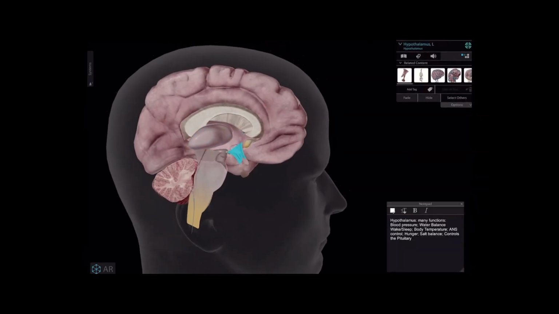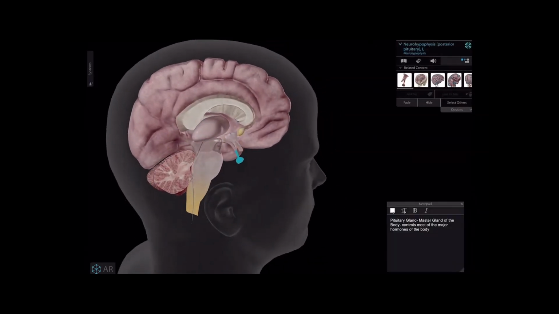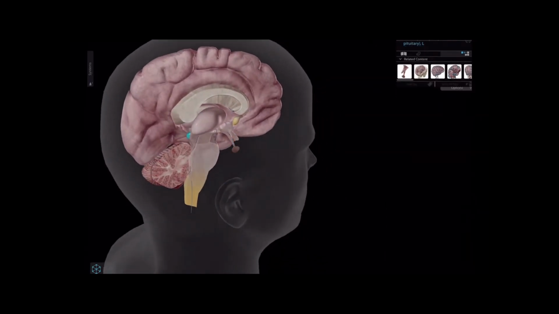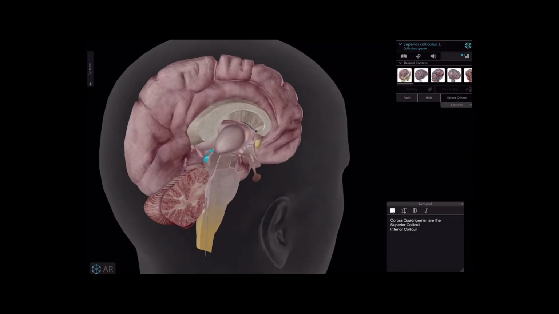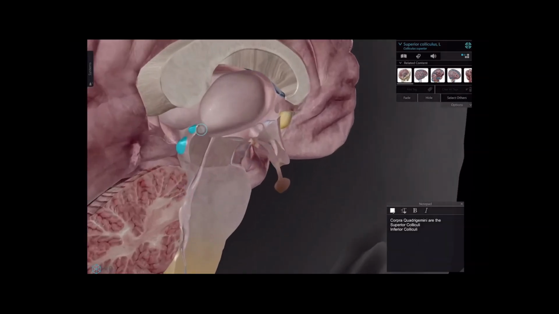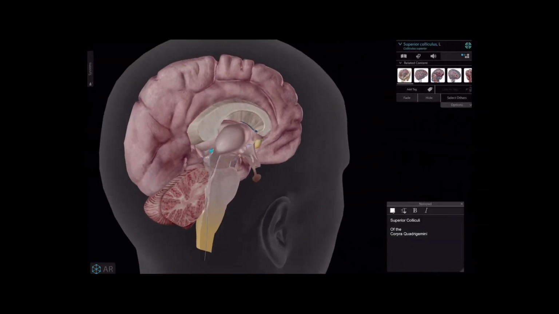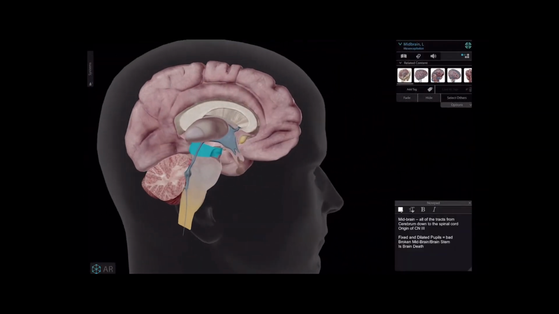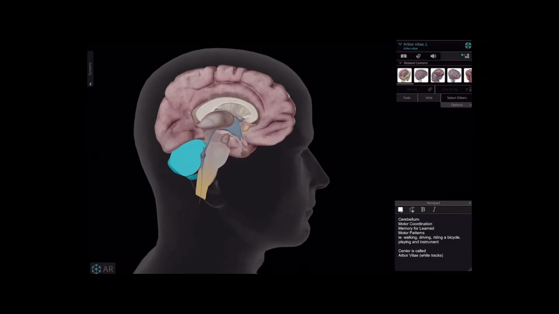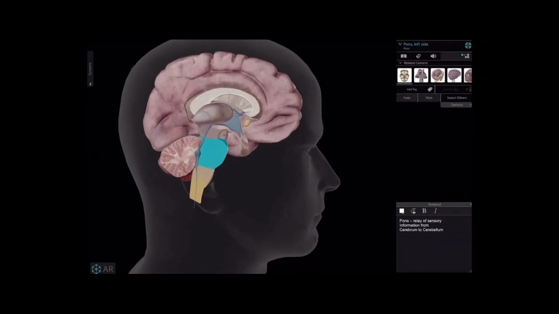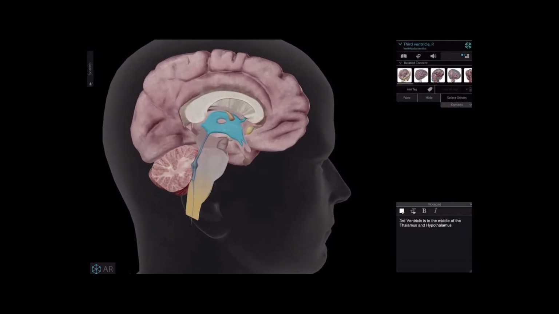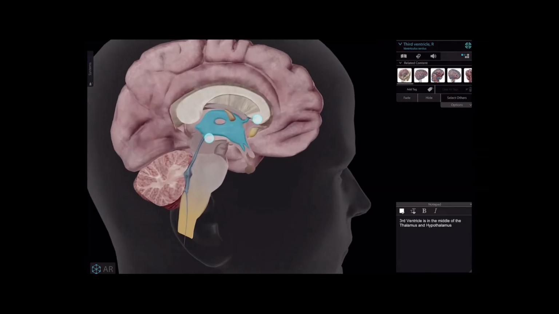There's our thalamus. There's our hypothalamus. There's our pituitary gland. There's the superior and inferior colliculi. There's the midbrain. Superior colliculi. Midbrain. Arbor vitae. Pons. Medulla oblongata. Here's the third ventricle.